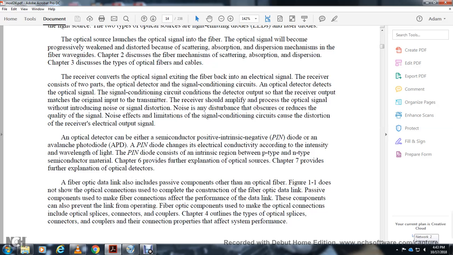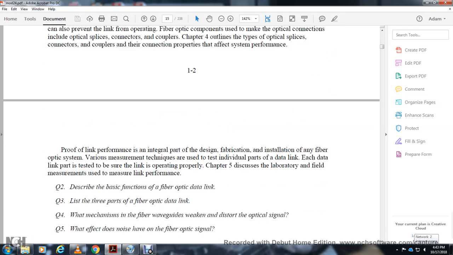A fiber optic data link also includes passive components other than optical ones. Figure 1.1 does not show the optical connections used to complete the construction of a fiber optic data link. Passive components used to make the fiber connections affect the performance of the data link. These components can also prevent the link from operating. Fiber optic components used to make the optical connections include optical splicers, connectors, and couplers. Chapter 4 outlines the typical optical splices, connectors, and couplers, their connection properties, and their system performance.